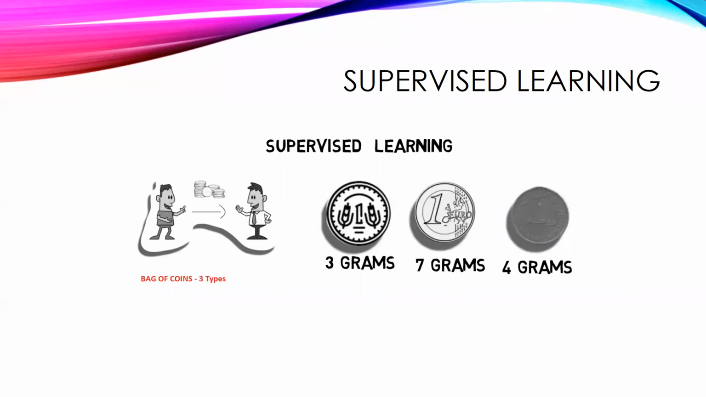So I'm going to give a very simple example of supervised learning. Suppose a person is given a bag of coins of three types: a 3-gram coin, which is a 1 rupee coin, a 7-gram coin, which is 1 euro, and a 4-gram coin, which is 1 dirham. So there are three different kinds of coins in a bag. In supervised learning, this is the problem, right?